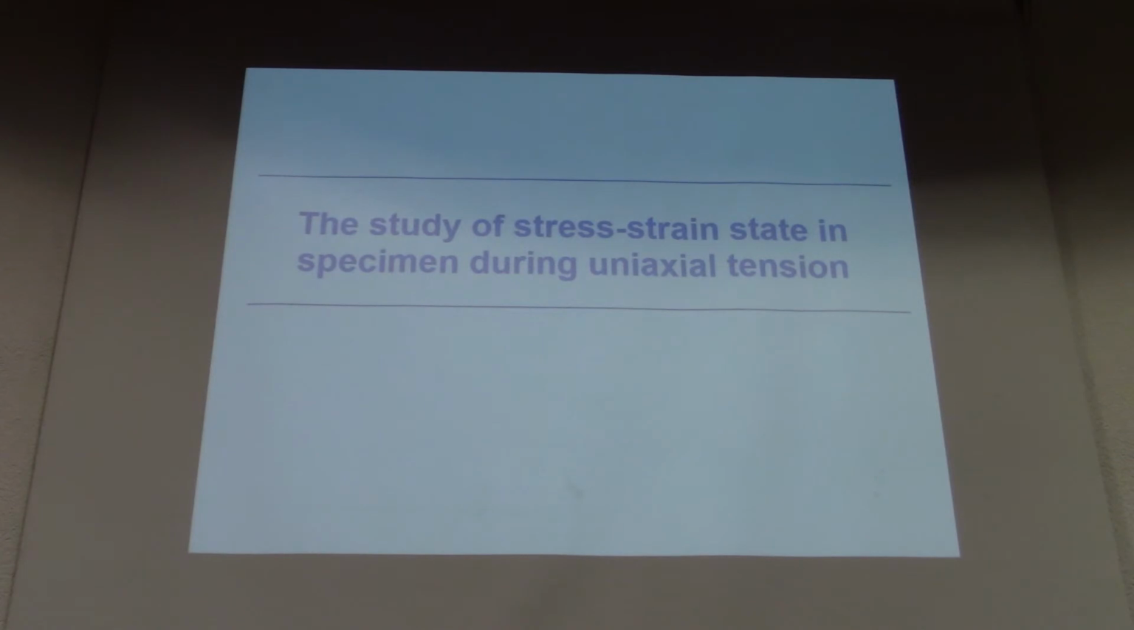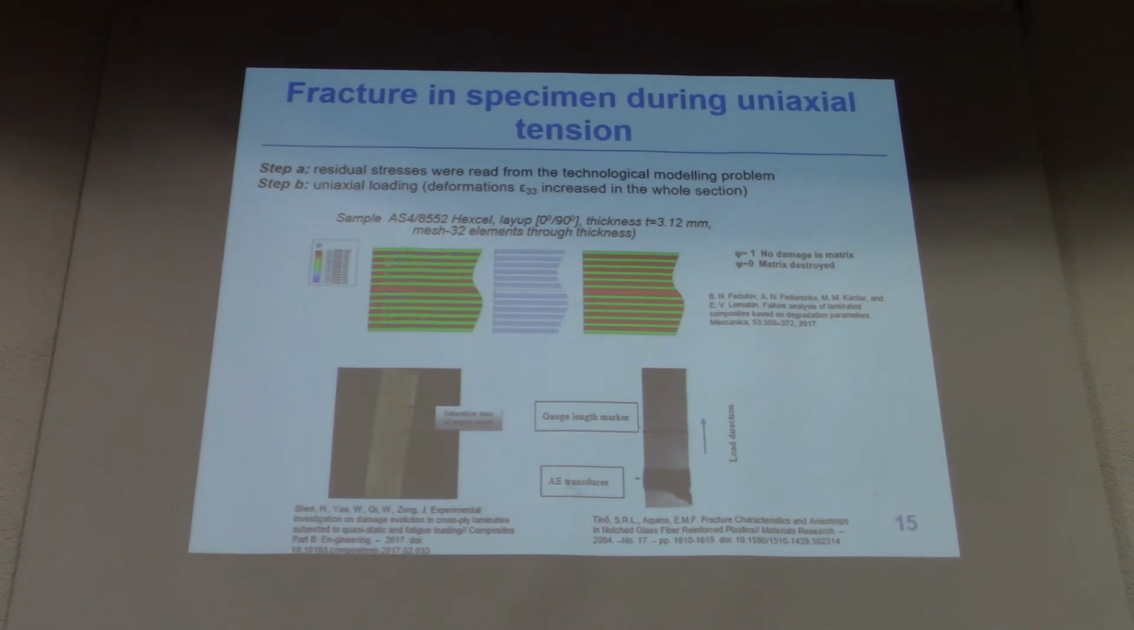So now let's study the stress strain state in the specimen during uniaxial loading. We'll provide the loading, and in this way, on the picture we can see our specimen. The layup is just the same as that used for polymerization. Here is the result of the model of the loading without residual stresses. So we see that the matrix is completely cracked, and here with the residual stresses.